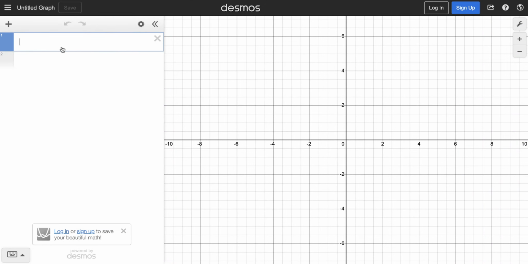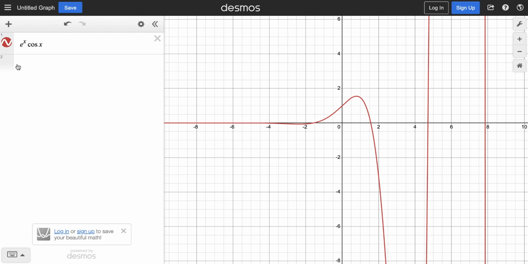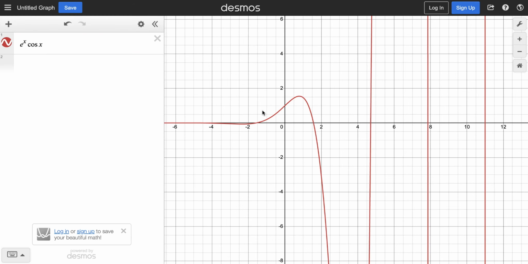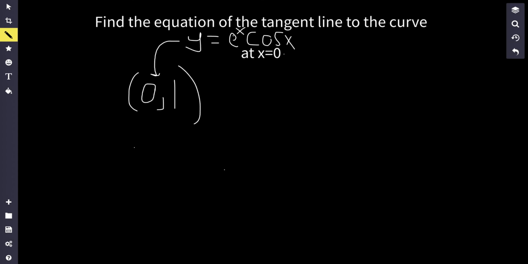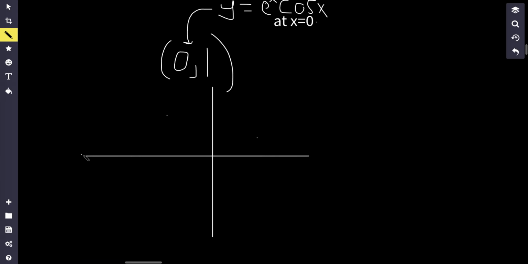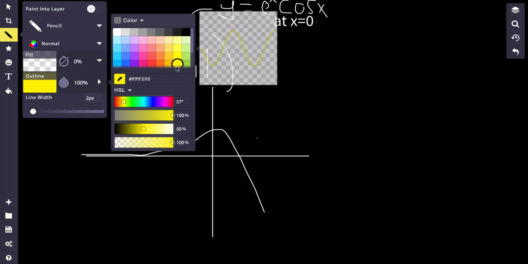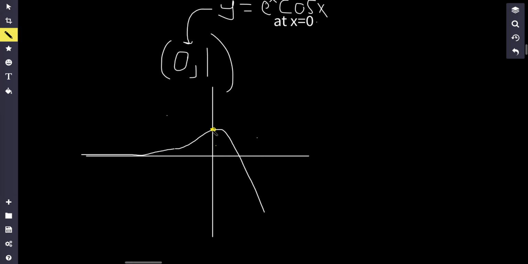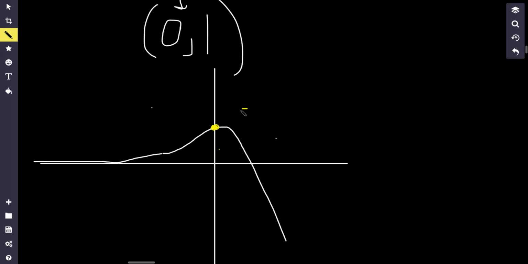Now, let me help you visualize this. You don't need a graphing calculator to solve this problem, but I'm going to use it to show you what we're talking about. So here's what the function looks like, and I'm going to sketch it out. What we do want to know is this point, which is (0, 1).